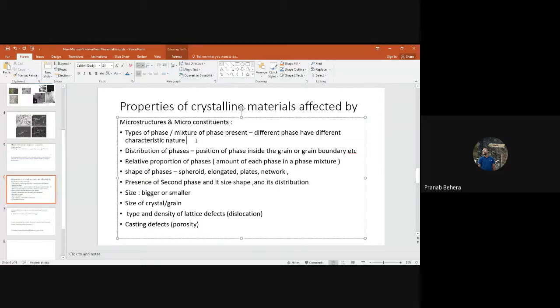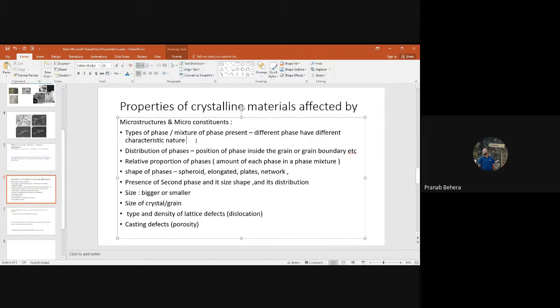So after looking at a material under a microscope, you have to identify what are the different phases present. Is a single phase present or multiple phases? Multiple phases means it is maybe a mixture of phases. Individual phases have an individual nature and property. For example, if there is simply ferrite, what will be the property? Can you tell me?